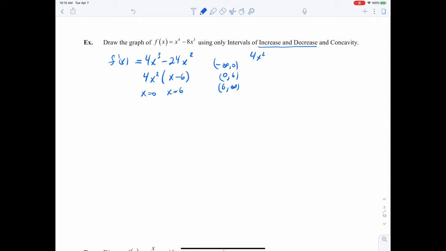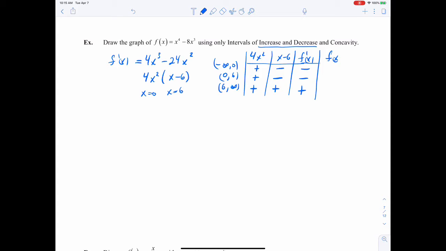And within there, I'm also going to now include my factors. So I have 4x squared and x minus 6. So I put in values. So I put a negative in here. A negative squared is positive times 4 is positive. These are all going to be positive. Then when I put a negative in here and take away 6, it's negative. When I put a number between 0 and 6 and take away 6, it's negative. And a value over 6, take away 6 is positive. Therefore, my derivative here is negative, negative, positive.